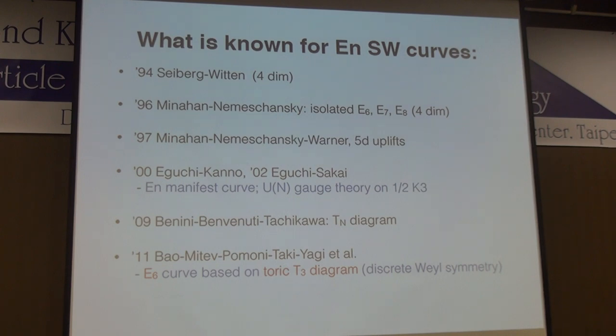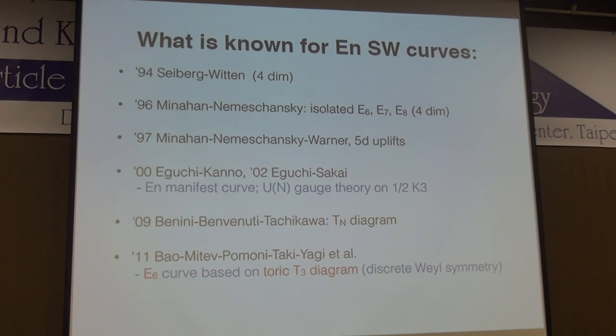One year later, with Warner, they uplifted this theory having the symmetry E6, E7, E8. Eguchi-Sakai and Eguchi-Ganor found the manifest EN curve in a different way, from the prepotential, etc. But I'll talk about this here. And Benini, Benvenuti and Tachikawa found that the web diagram also connects to the Seiberg-Witten curve for the TN diagram. TN is something like an N-dimensional ring wrapping a sphere with three SU(N) punctures, but this is not very important for this talk.